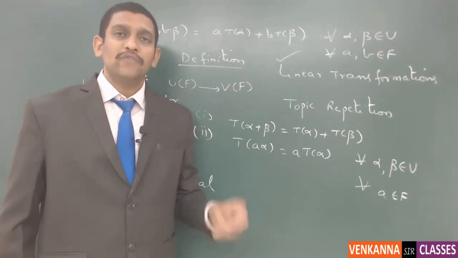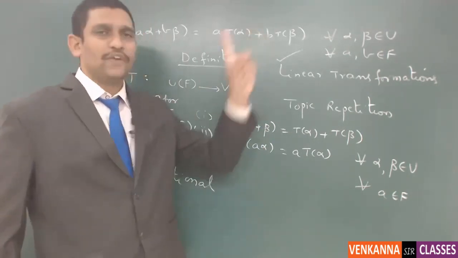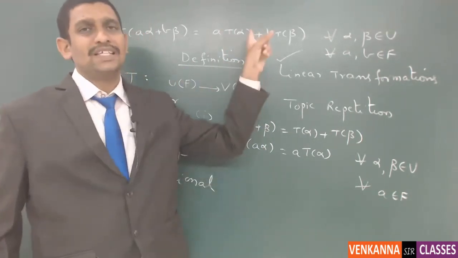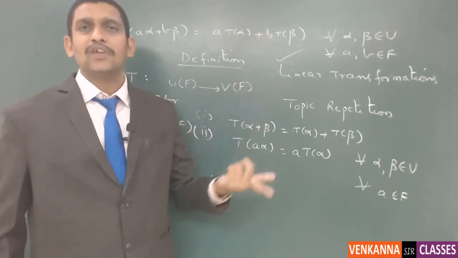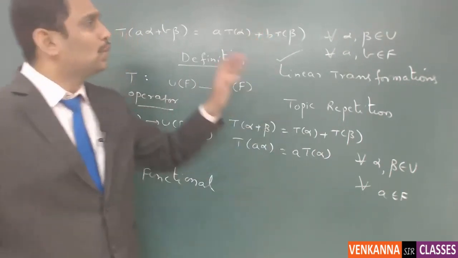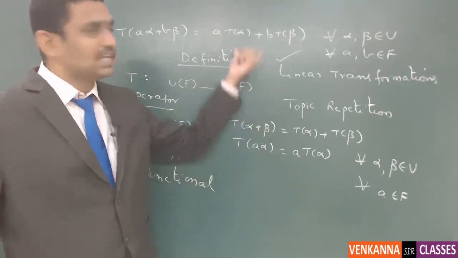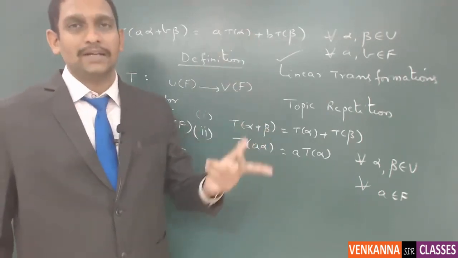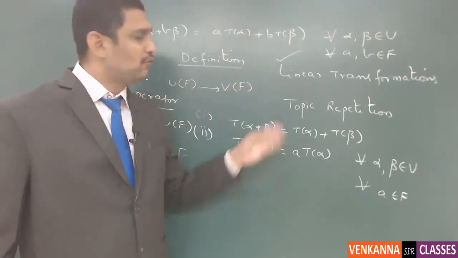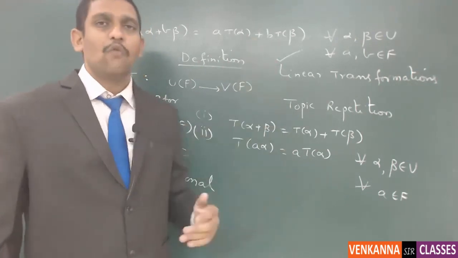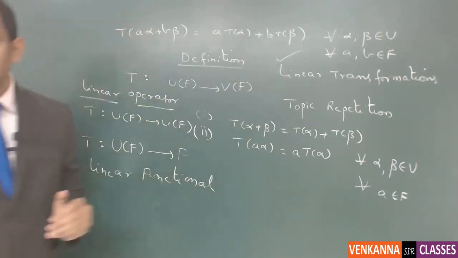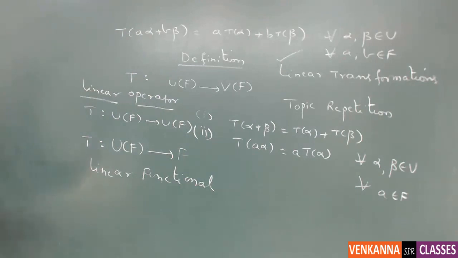If both the conditions are satisfied by T, then we say that it is a linear transformation. Apart from verifying two conditions, we can verify only one condition. If T satisfies this condition, then also T is a linear transformation. So in one way, these two conditions and this one are equivalent. So you can make use of this method or this method while proving the problems. Okay? So please take a note of that.